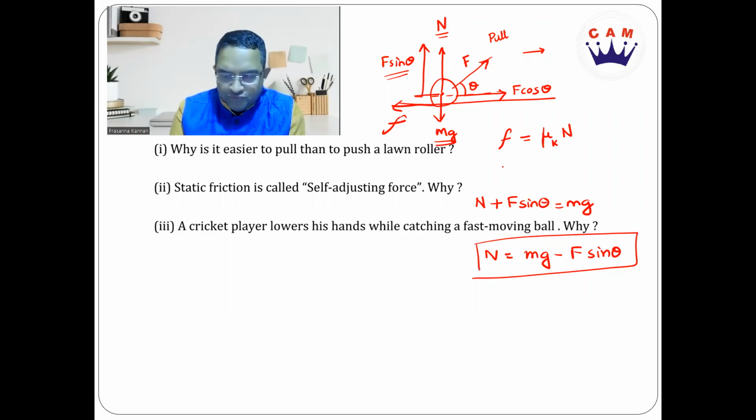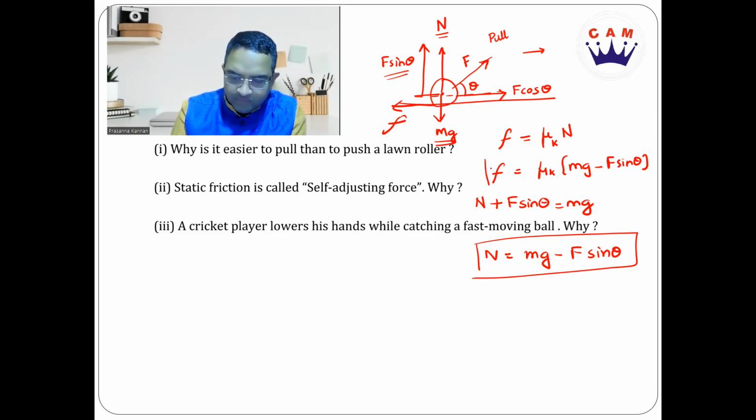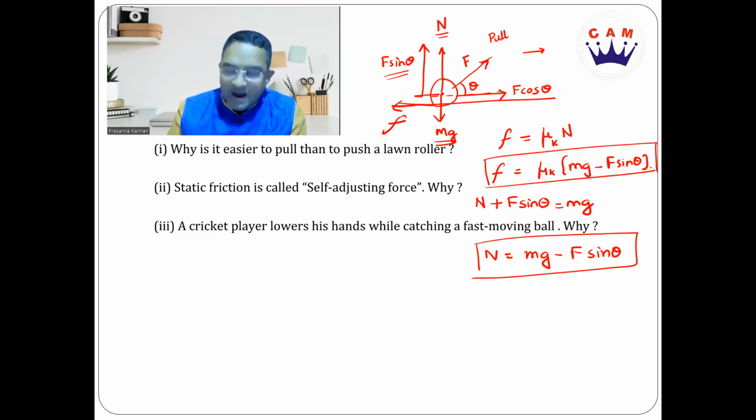So friction is equal to mu k into (mg minus F sin theta). And the force that is responsible for overcoming this friction, or pulling the roller, is F cos theta. Correct or not? Do you agree? Okay, fine. Now, just keep this in mind. Let's say this is case one.